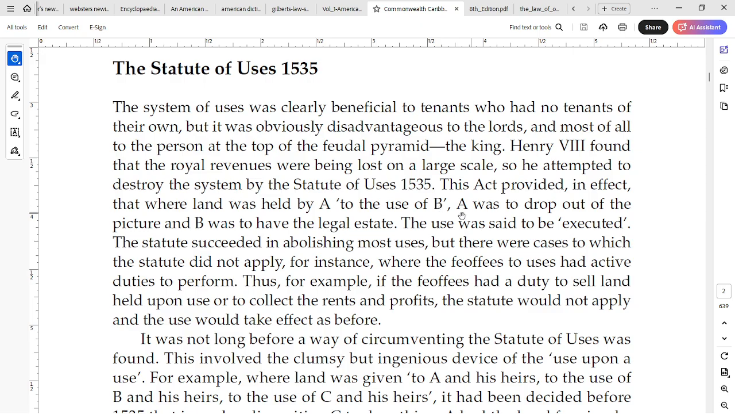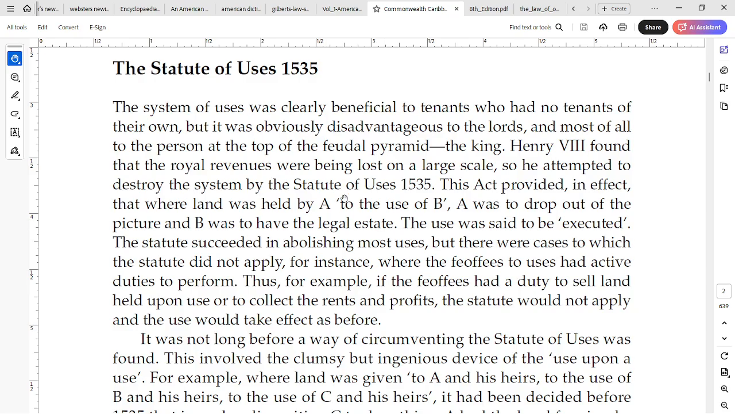So A was to drop out of the picture and B was to have the legal estate. The Statute of Uses provided that when there was a use in place, A was to be removed or to drop out of the relationship, and B was to have the legal estate. And so what they did was revert the legal estate back into B. So now the king could collect his royal revenues. The use was said to be executed.